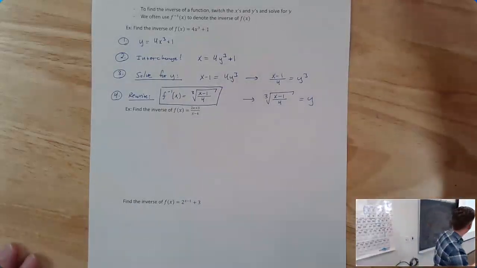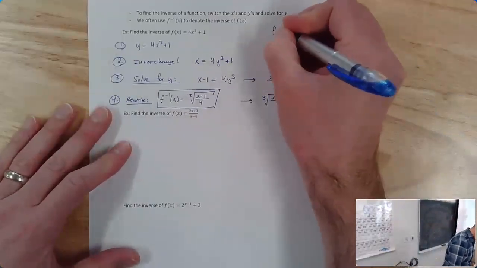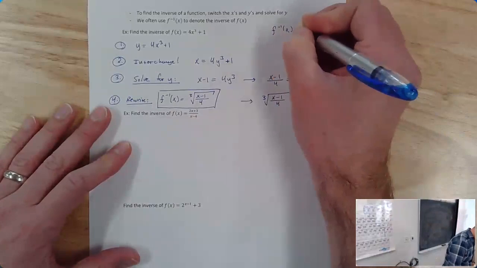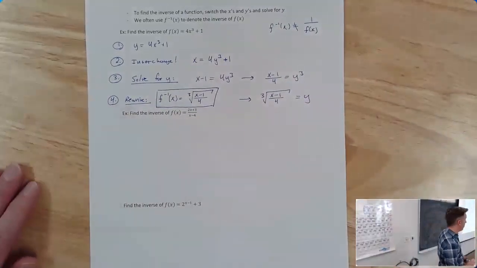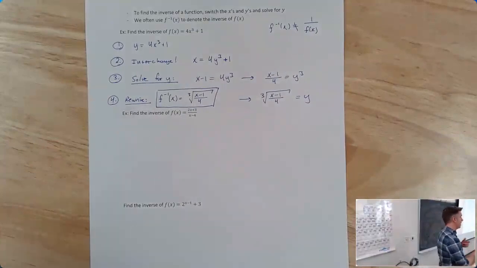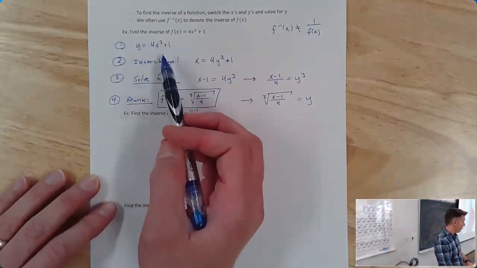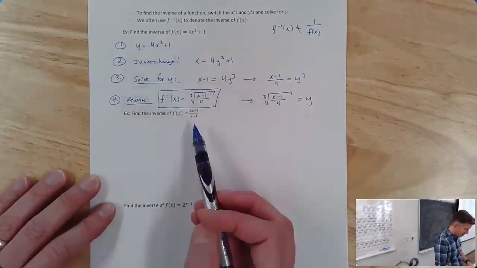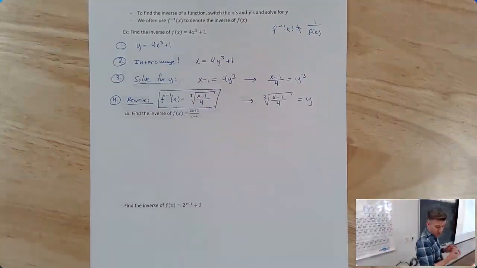I also want to stress f inverse of x does not equal 1 over f of x. Not a reciprocal function. It is the function that undoes what the other one does. And we can see that right here, the inverse function wasn't 1 over 4x cubed plus 1. It was the cube root of x minus 1 over 4. And these functions totally undo each other.